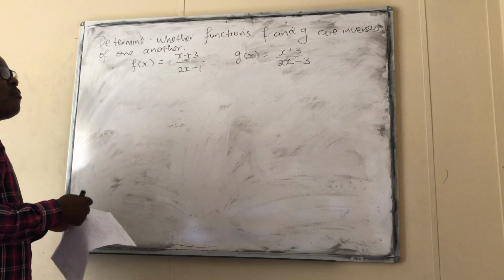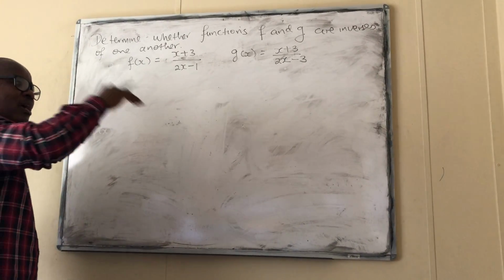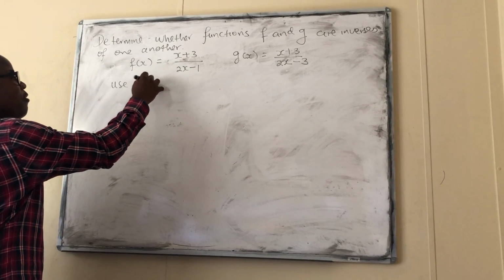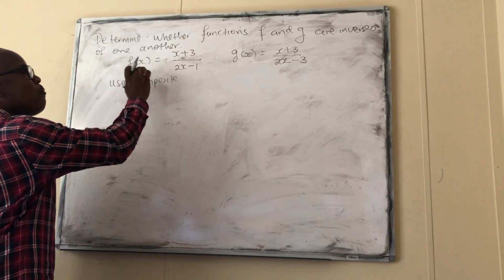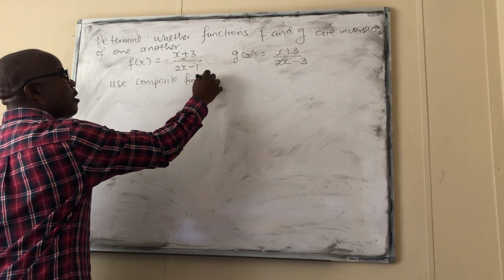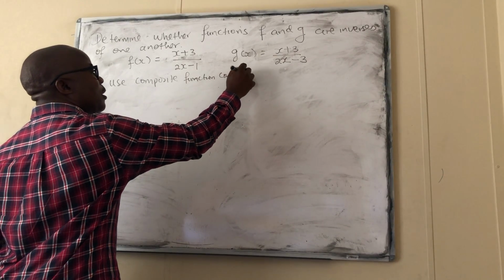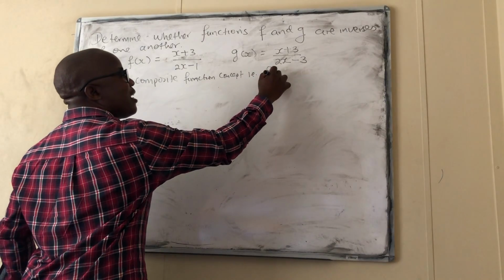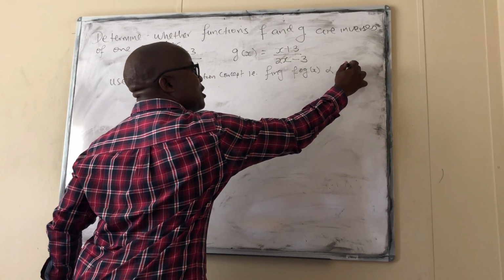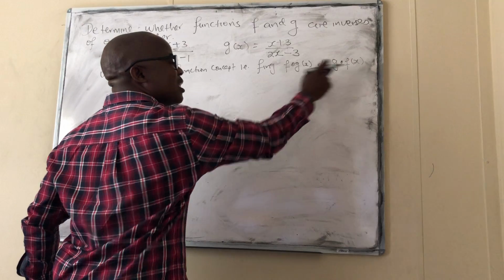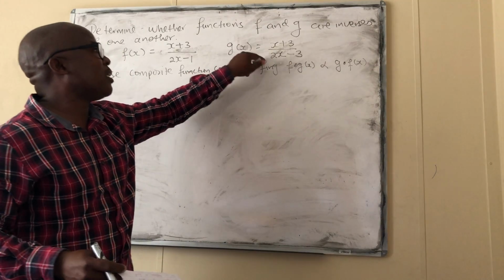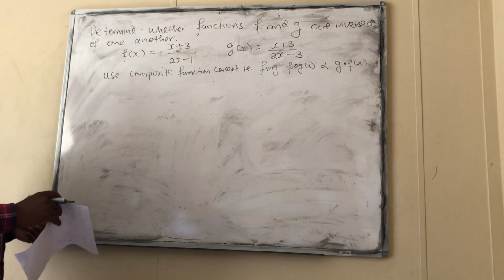So how do you find or establish whether a function is an inverse of another? You have to use composite functions. You find the composite of these functions. Use the composite function concept, i.e. find f circle g of x and g circle f of x. If these two are equal, then this is an inverse of this one and this one is an inverse of this. That is basically what you are asked to do.